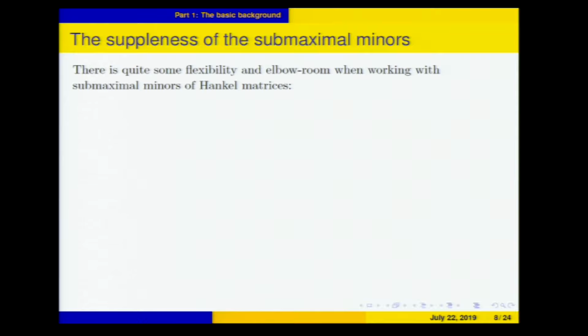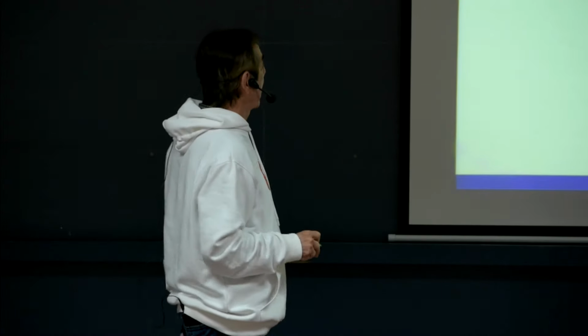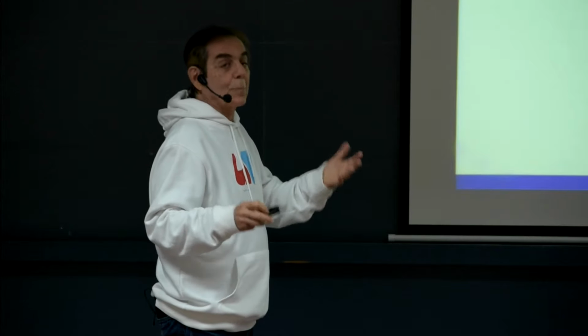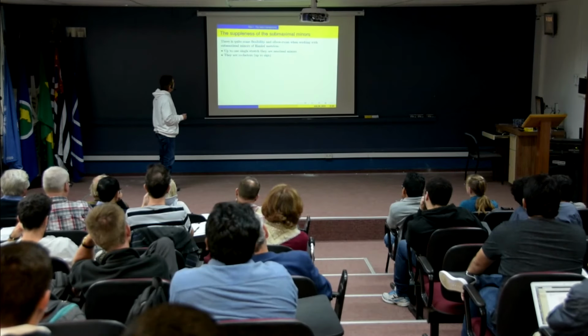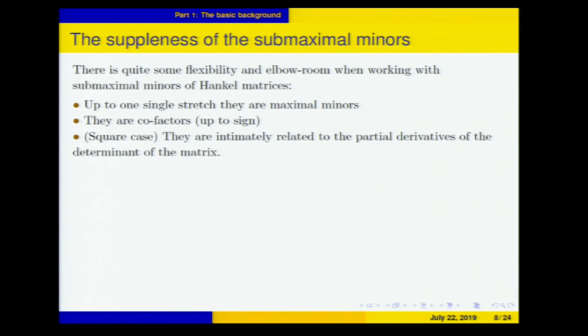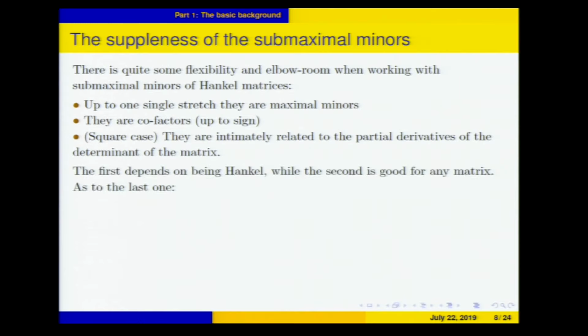Some commercial for submaximal minors before any theorems appear. So first of all, you're just one single stretch away from maximal minors by this Gruson-Peskine stretch. You just stretch it one time, and then you get maximal minors. And of course, we expect that maximal minors are easier, in some sense. They are cofactors, okay. And in the square case, they are intimately related to partial derivatives.